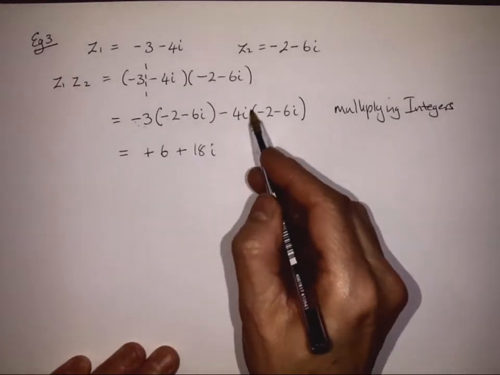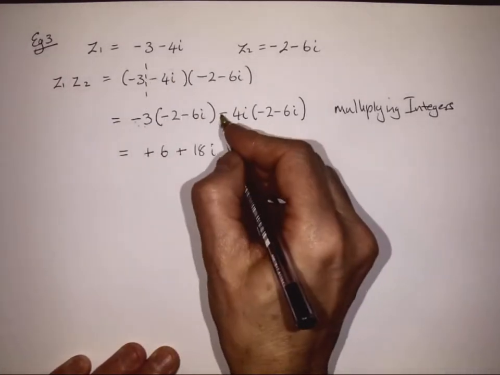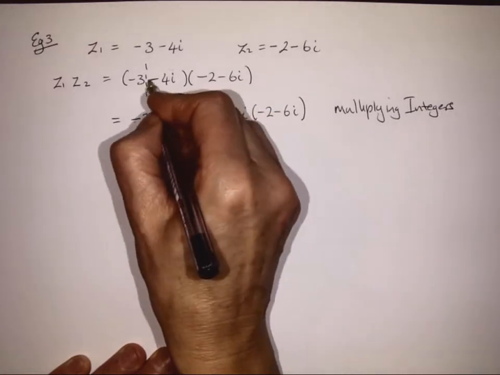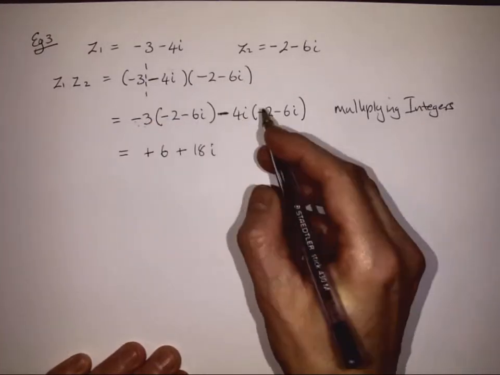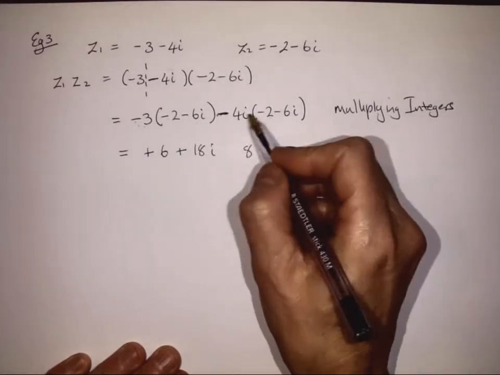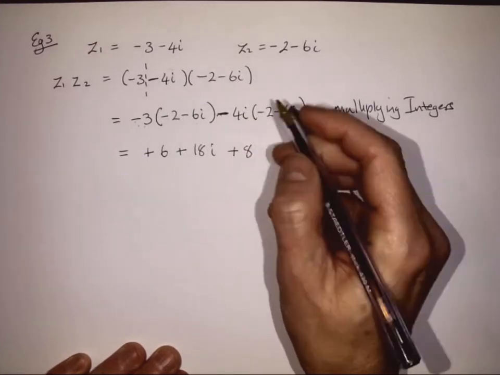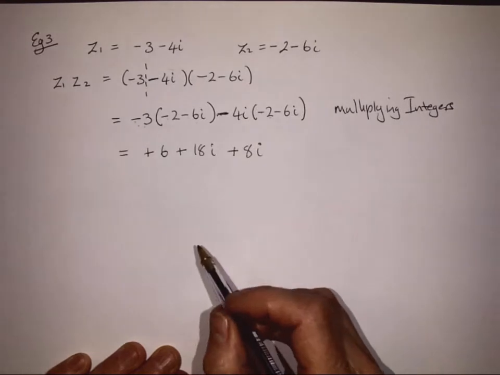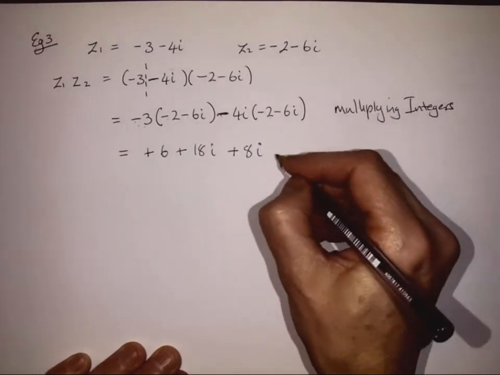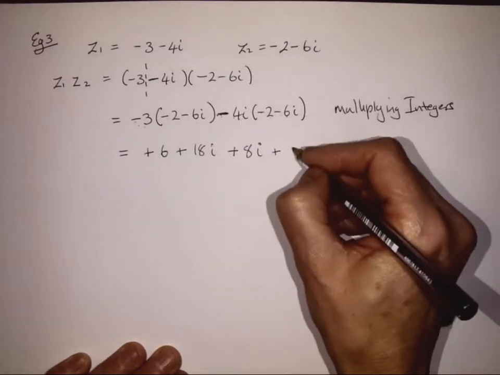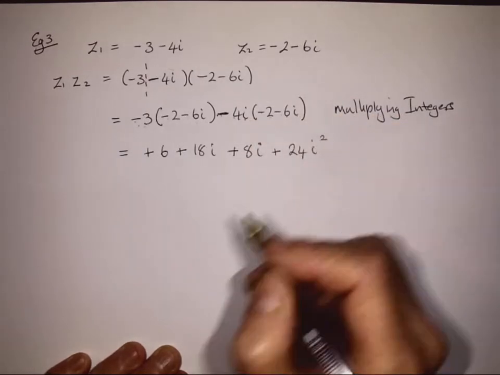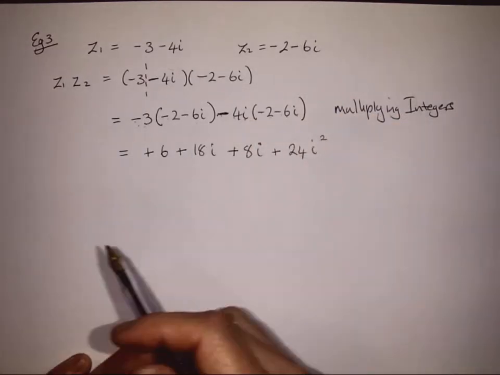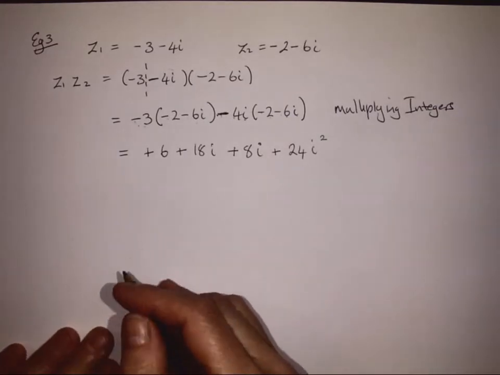Now we have a minus 4i, which comes from here. Minus 2 is that there. So it's 4 times 2 is 8 is the number. A minus by a minus is a plus, and we still have the i. And again, a minus by a minus is a plus. 4 6s are 24, and i times i is i squared. Okay, so they were all minuses, and now so far everything is all plus.